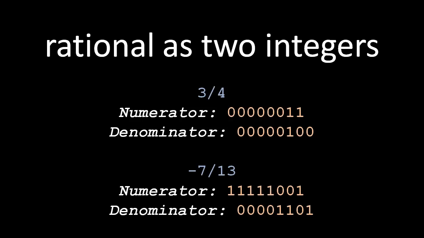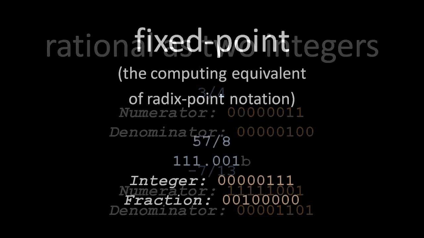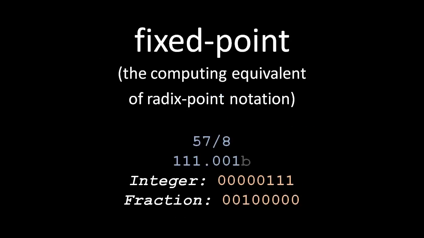This scheme is perfectly workable, but it is relatively costly performance-wise to do arithmetic upon rationals in this form. A more performant alternative is the computing equivalent of radix point notation, which we call fixed point. In fixed point, we reserve some number of bits to represent the integer component, that is, the digits to the left of the radix point, and we reserve some number of bits to represent the fractional component, the digits to the right of the radix point.